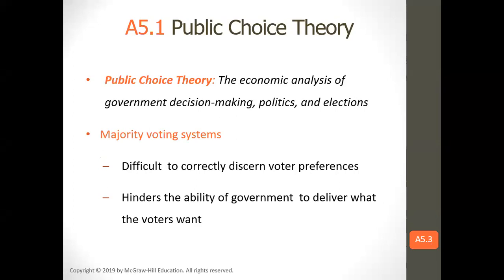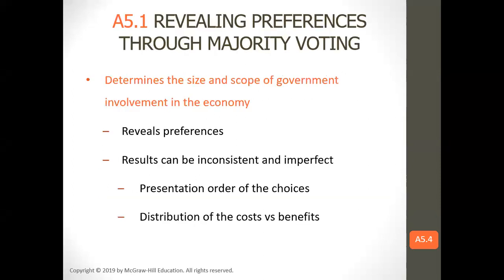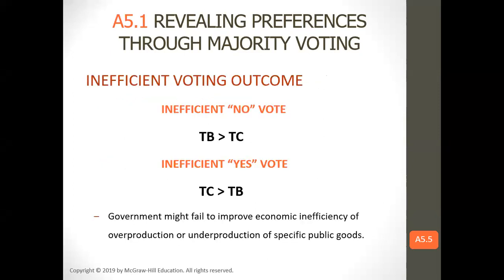So public choice theory is the economic analysis of government decision making, politics, and elections. Majority voting reveals preferences and determines what results, which can be inconsistent and imperfect. If you pick no, it's inefficient if total benefits are greater than total costs. So that makes sense, because you should be voting yes if total benefits are greater than total costs, because your net benefit is positive.